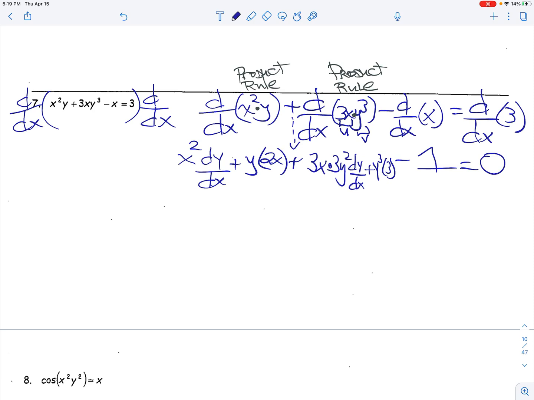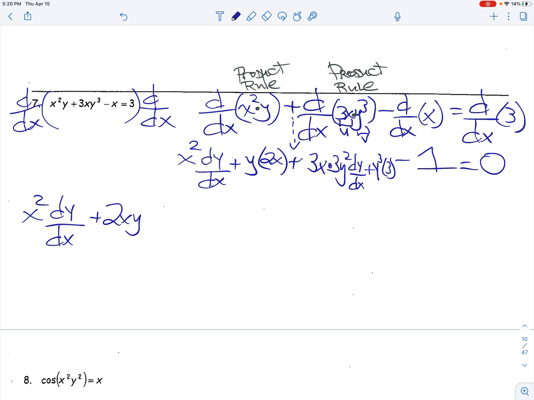Right? We don't put a dy/dx there with the y cubed and the 3, because we're not taking the derivative of y cubed. So remember what I said last time: you put a dy/dx with a y when you're finding the derivative. If you're finding the derivative of that term and there's a y there, you slap on a dy/dx. You don't slap on a dy/dx when you're not taking the derivative of a y.